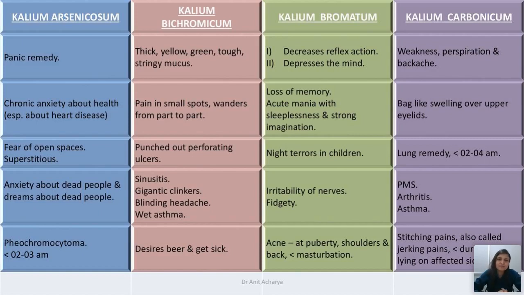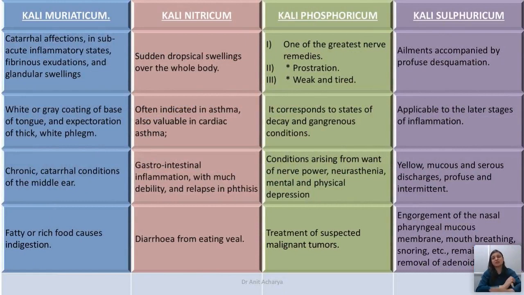Then in Kali carb, all the symptoms we have discussed, the weakness, perspiration, and the backache are the trio. The weakness is there, and the perspiration along with the backache, which is marked, swelling of the eyelids. So these symptoms are marked of the well-known Kali. Now, the rest of the symptoms, like Kali muriaticum, well known for the action on the eustachian tube and with catarrhal inflammation. As we all know, Kali have the fibrinous exudate. They do not have transparent discharges, they have fibrinous exudation. And Kali nitricum, dropsical conditions are well known, being given for asthmatic trouble.